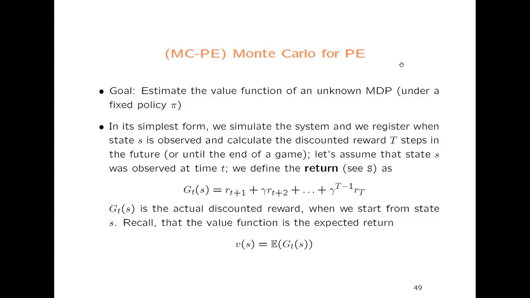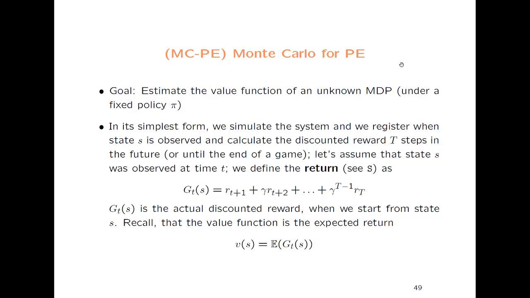So we start with Monte Carlo policy evaluation, and the goal is to estimate the value function of an unknown MDP under a fixed policy. So we don't have, as I said, the P's, the probabilities, but we can get data from a simulation. In the simplest form, we simulate the system and we register when state S is observed and calculate the discounted reward a number of steps in the future, or until the end of the game, or maybe some finite horizon.